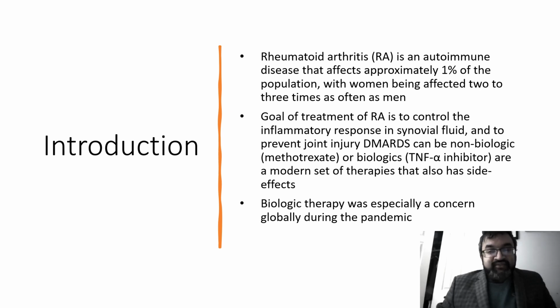More recently, tumor necrosis factor alpha blocker, which is a biologic, has been very effective against not only rheumatoid arthritis but many other autoimmune diseases. And so biologic therapies have been a godsend for this. And of course, there's a concern during the pandemic because it reduces immunity a lot more, so this was given with caution.